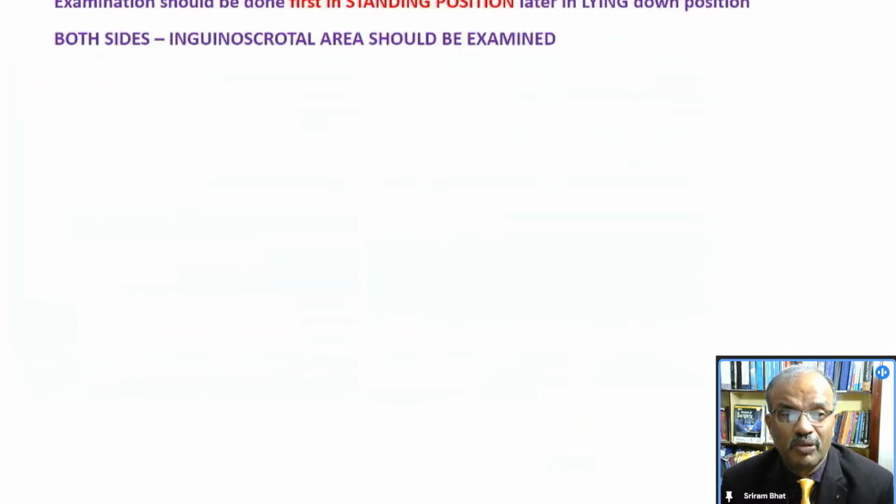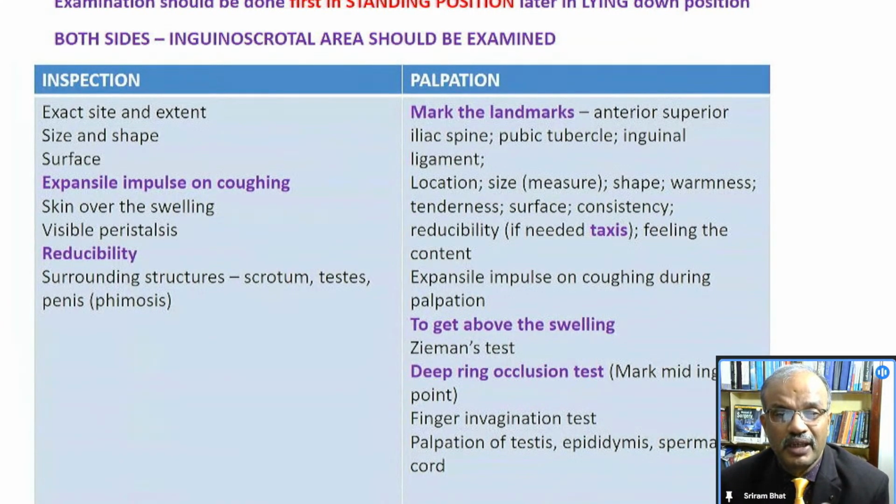General examination I mentioned in the previous slide. I'm not going into detail on general examination, of course, standard thing you know. Examination should be done first in standing position, later in lying down position. This is very important, so I put it in bold letters. In hernia and hydrocele, you have to always do examination in standing position.